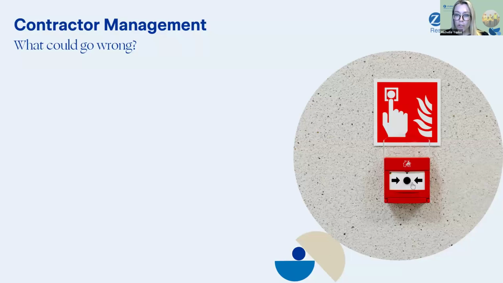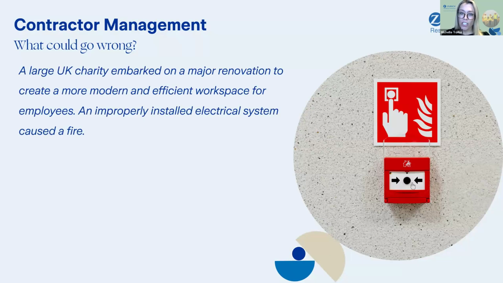Now, if effective contractor management practices are not followed, several adverse outcomes can arise. In this case study, a large UK-based charity embarked on a significant renovation project to modernise its headquarters in London. The aim was to create a more efficient and comfortable workspace for employees, enhancing productivity and supporting the charity's mission. The renovation included substantial upgrades to the electrical system to accommodate some new technologies and to improve energy efficiency. And the charity selected a contractor for the electrical work based on a competitive bidding process.